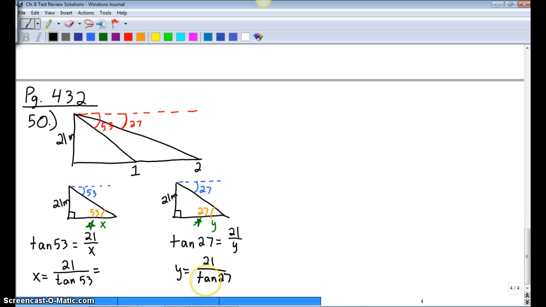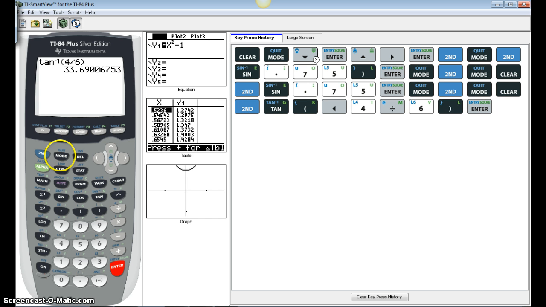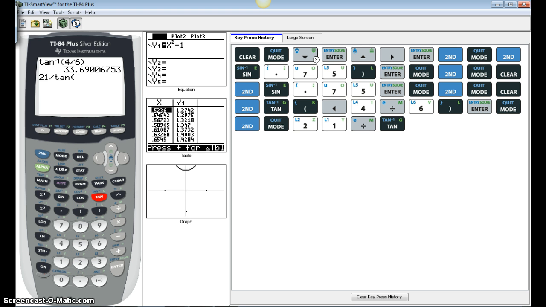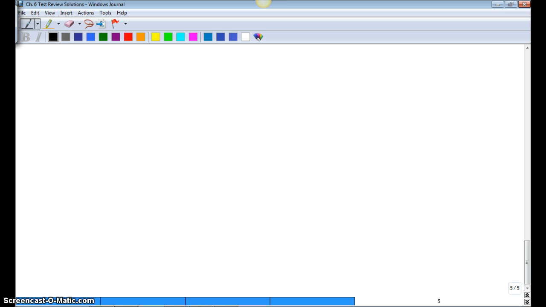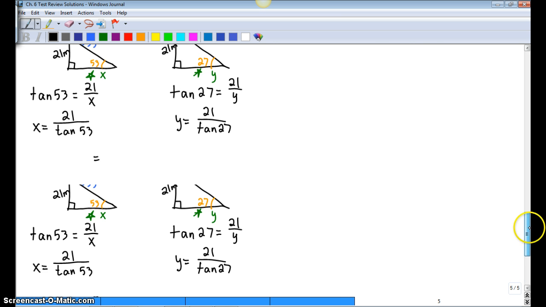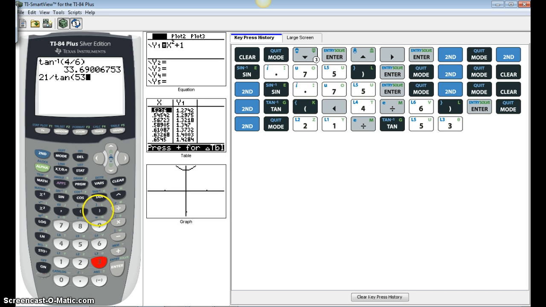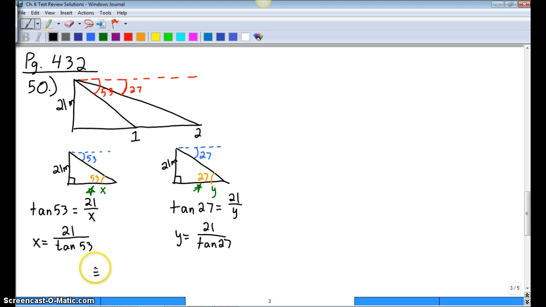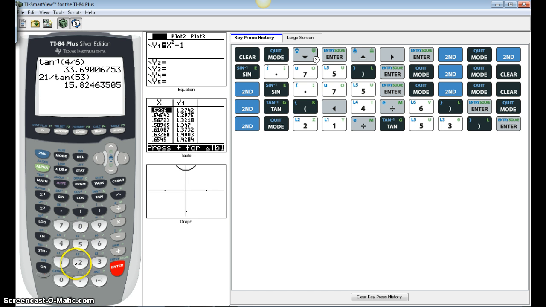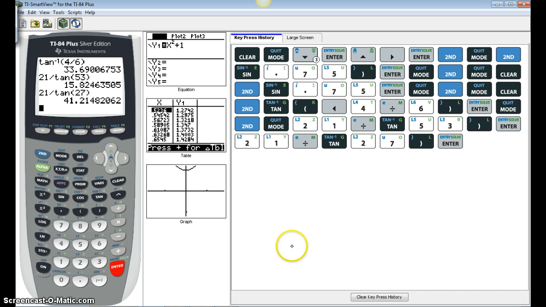Now, in your calculator, make sure you are in degree mode. 21 over tan 53 is 15.825. We'll go back: 21 over tan 27 is 41.215.